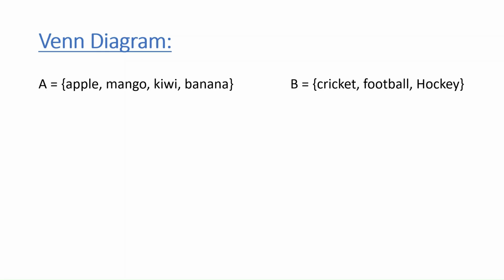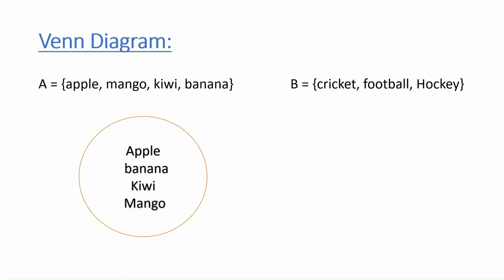In today's video, we will discuss about Venn diagram. Venn diagram is nothing but just a diagrammatic representation of sets. For example, here we have two sets. One is set A that has the elements apple, mango, kiwi, banana, and we have another set that has the elements cricket, football, hockey.